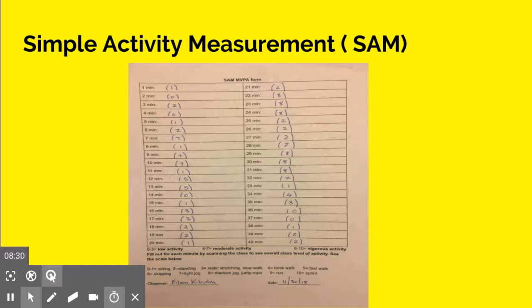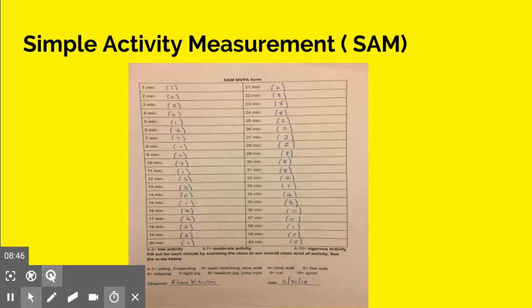And then a 4 is like a brisk walk. A 5 is a fast walk. 6 is like skipping or galloping. A 7 is a light jog. And then an 8 is a medium jog or jump rope. A 9 is a run. And a 10 is a sprint.